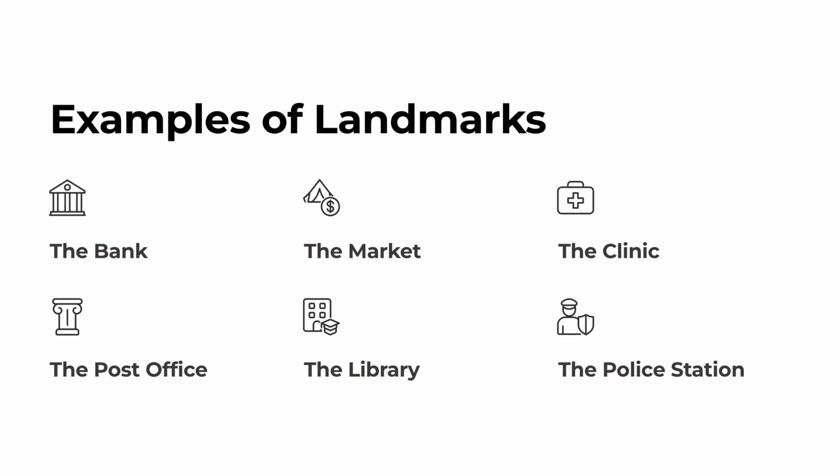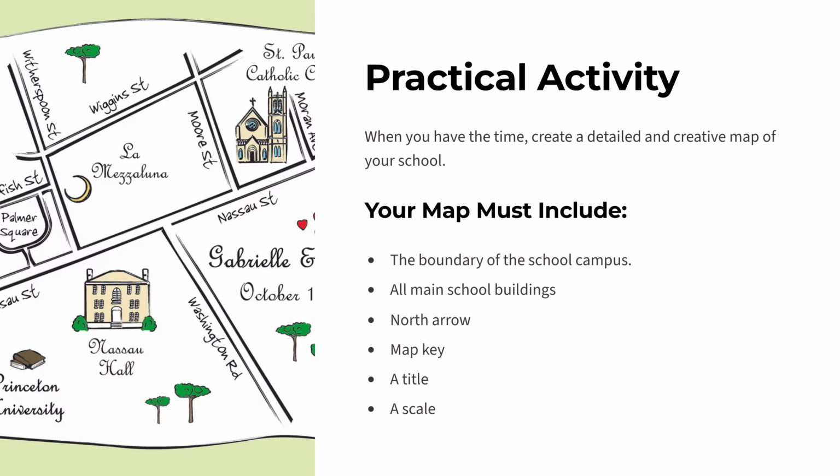Now it's time to put everything we've learned into practice. Your task is to create a detailed map of your school compound. This activity will help you practice everything, from using symbols to adding a scale and a map key. Here's what your map should include: the boundary of the school campus, all the main buildings like classrooms, the office, library, and canteen, a clear north arrow to show direction, a map key or legend to explain your symbols, a title for your map, and of course, a scale so we know real distances.